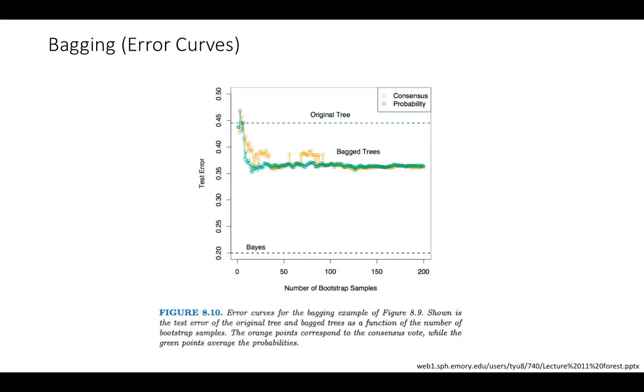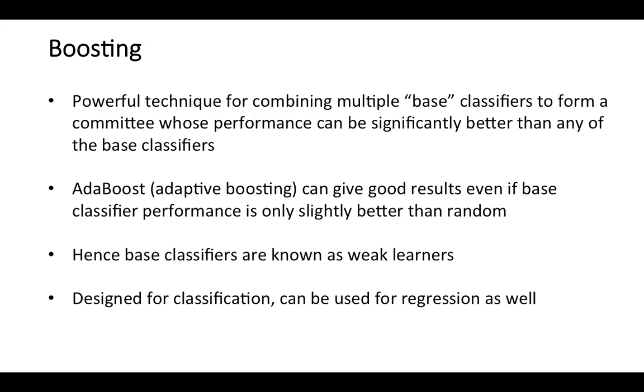So if you look at the error when we take the bootstrapped trees as well as the original one, you will see that the bagged trees, though the original tree error is about 0.5, show a much larger reduction in error for the bagged trees, or the bootstrapped trees, right? So that's why bootstrapping works.